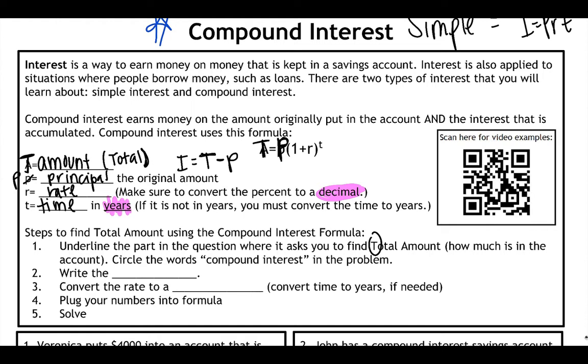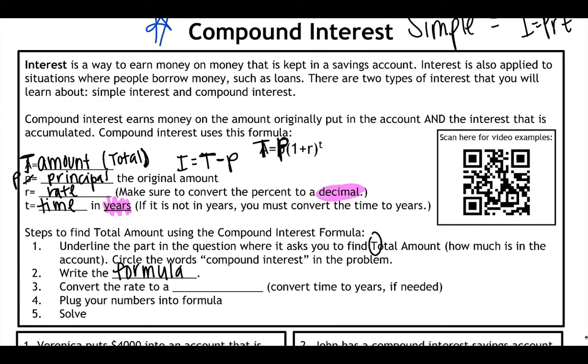And then step number 2, write the formula. We did that yesterday. My kids always ask why they have to write the formula. Well, you're not going to know what you're plugging in if you don't write the formula. And it's really hard going back and forth and looking at it. Plus, it helps you remember what you're supposed to be doing. So always write that formula.